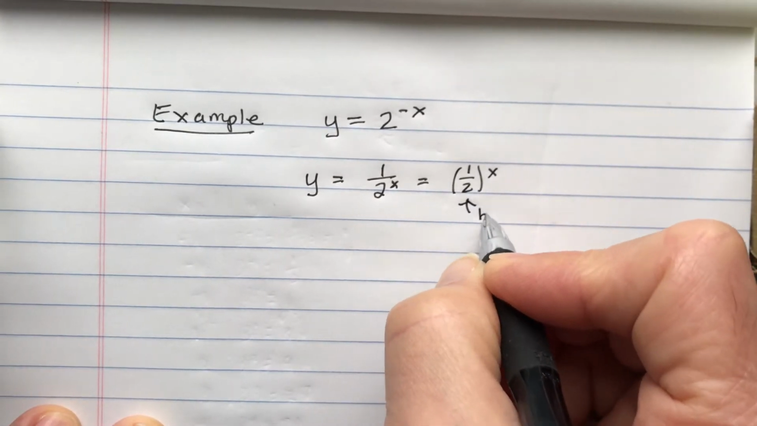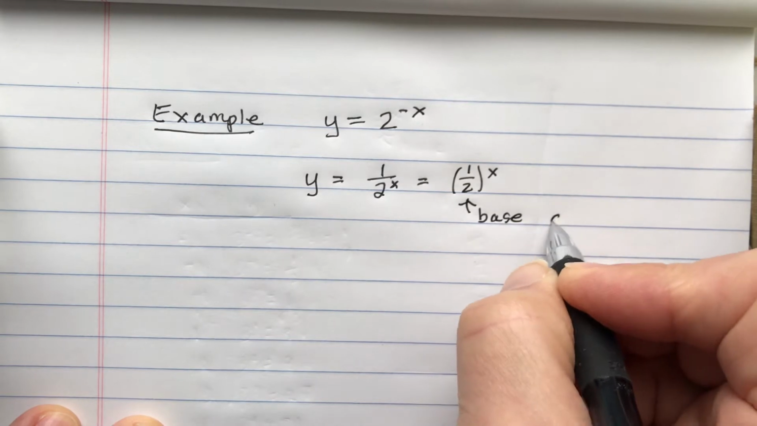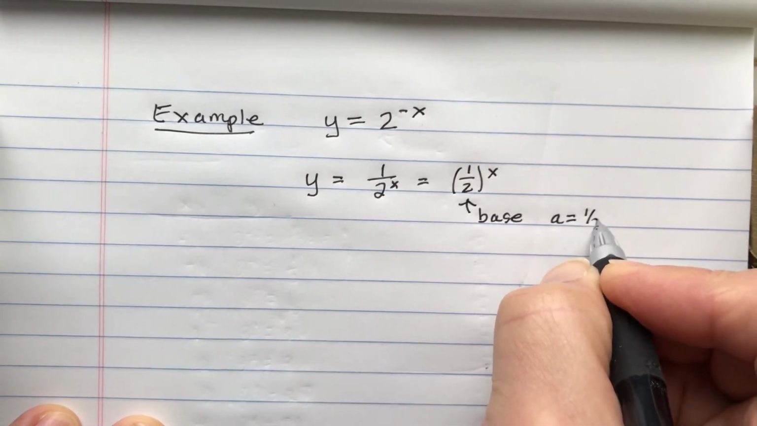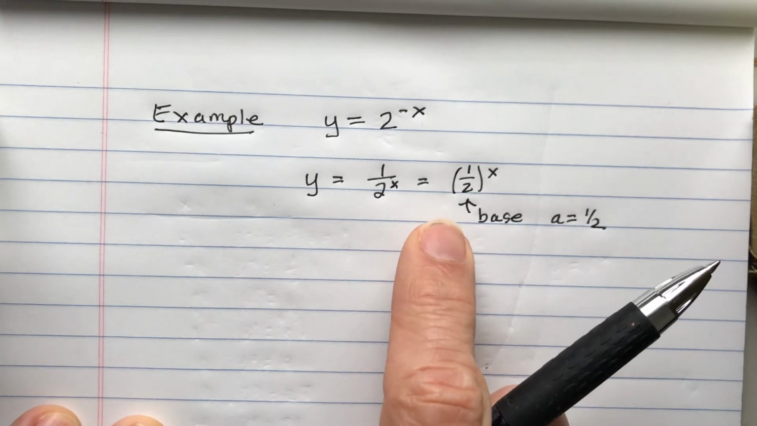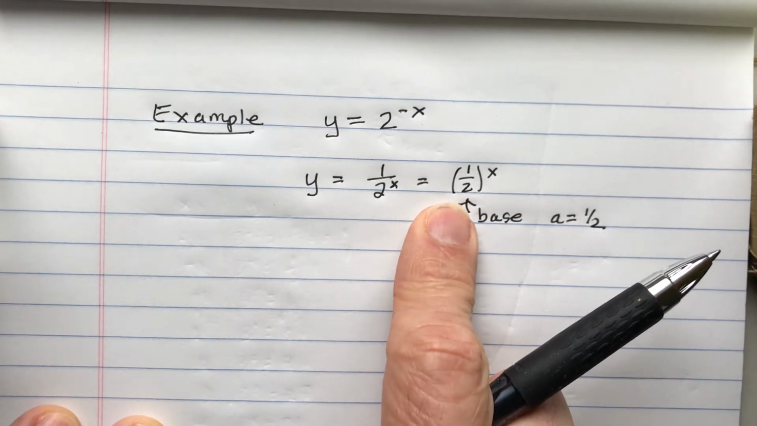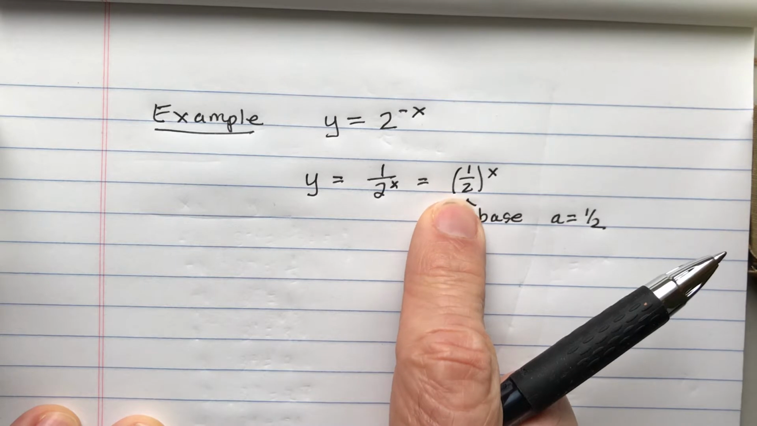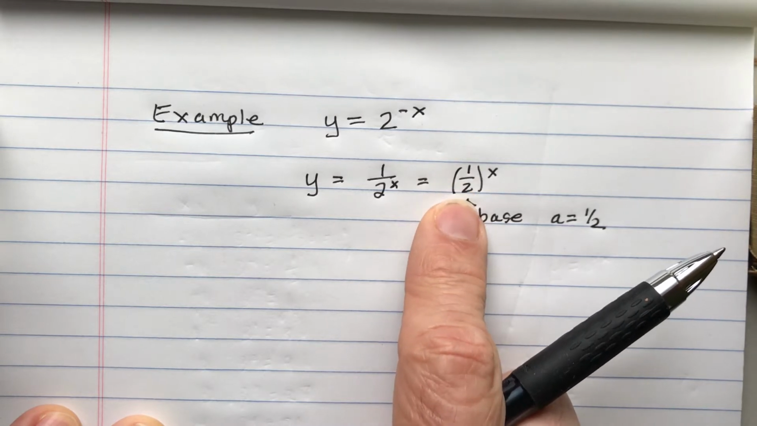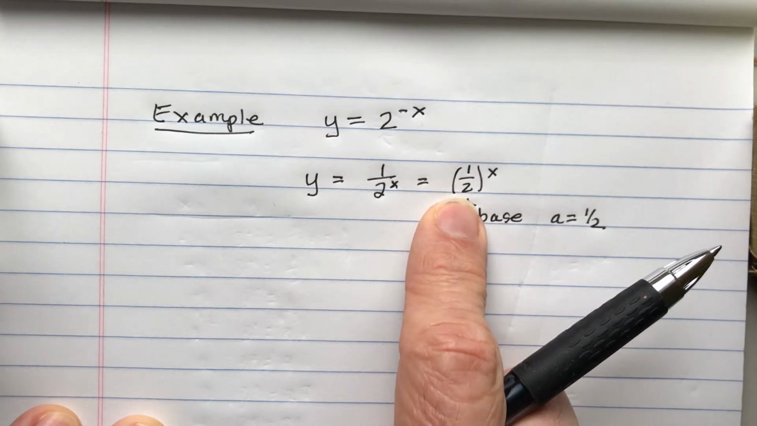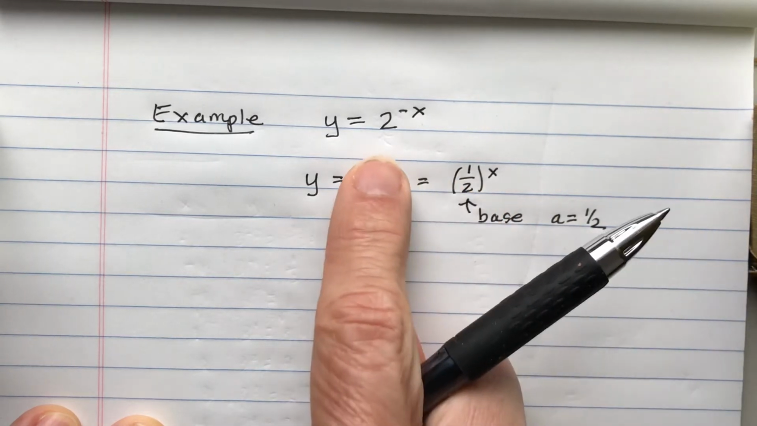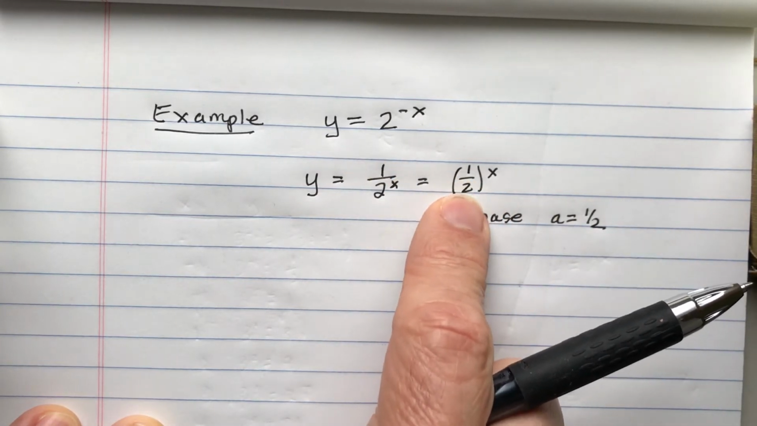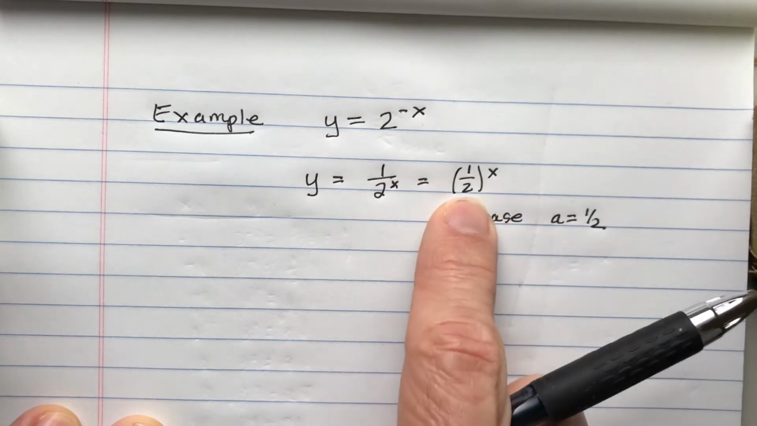So here, this is the base. A lot of times they use the letter a for the base. So the base here is 1/2. In general, every single time, the base should be positive. However, you have two different situations: one when the base is greater than 1, and one where it's still positive but less than 1. So here the base, 1/2, is less than 1.